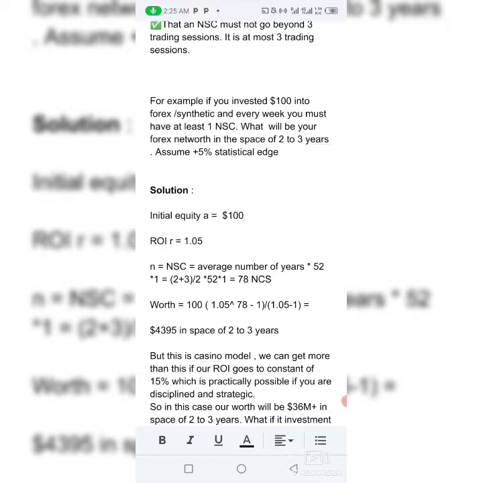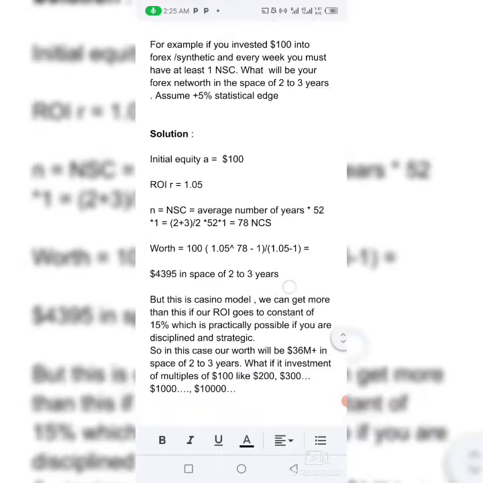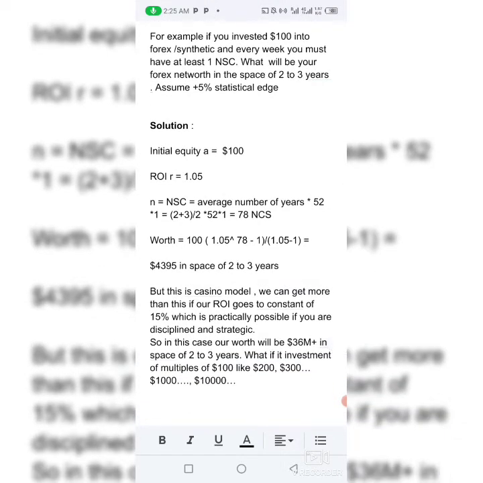So let's continue to the solution. Initial equity is $100. Return on investment is 1.05. N is equal to NSC. The NSC is equal to the average number of years times 52 times 1. In a year we have 52 weeks. So 2 years, 3 years, the average is 2 plus 3 divided by 2, that's 2.5. If you use 2.5 times 52, that is 130 NSC.